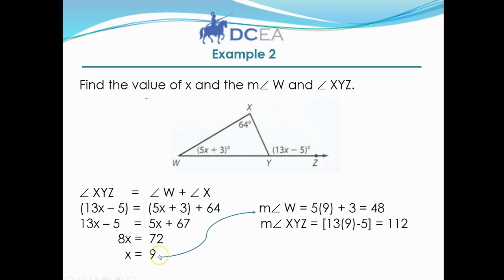Now let's substitute it in our expressions here so that we can continue to solve. The measure of angle W equals 5 times 9, which is right there, 5x, the 9 being right here, plus 3 equals 48. And the measure of angle XYZ, the exterior angle, is 13 times 9 minus 5, which is 112.